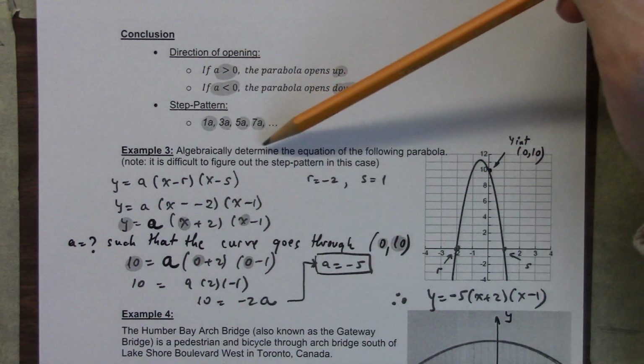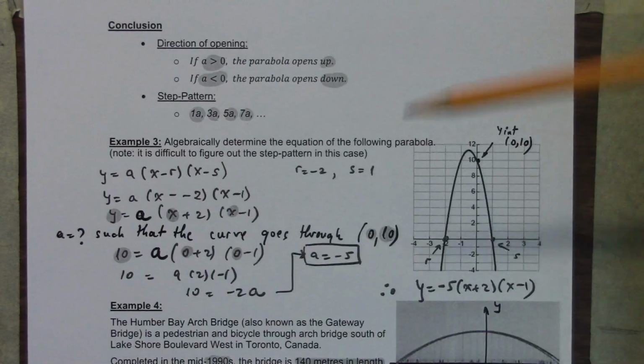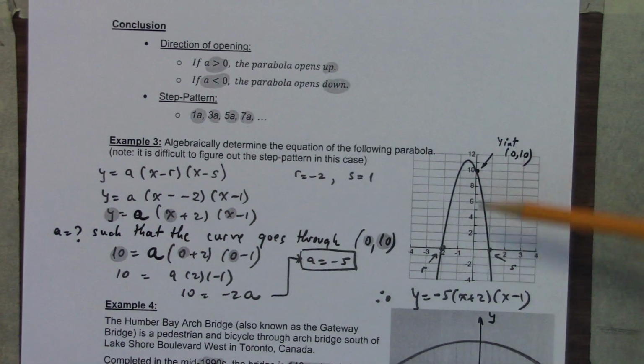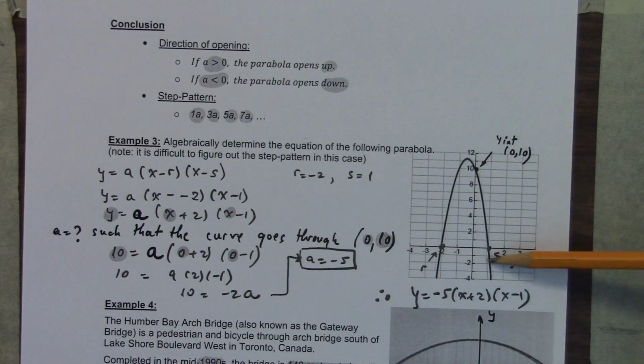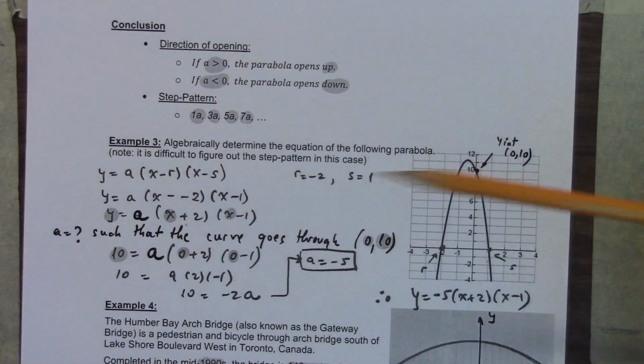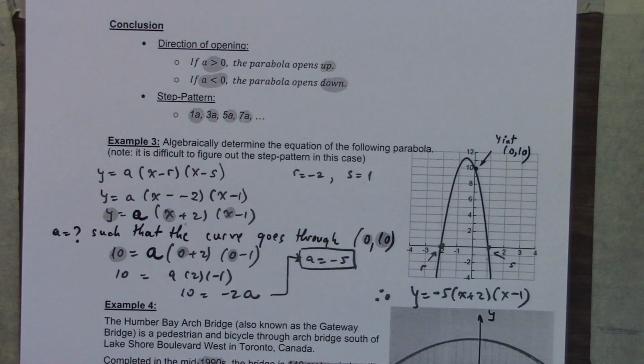Example 3. Algebraically determine the equation of the following parabola. So here it's asking us to go backwards. We have the graph and we want the formula. I didn't print a blank for myself either, so we're going to have to go with this.